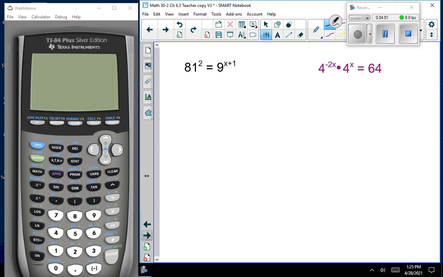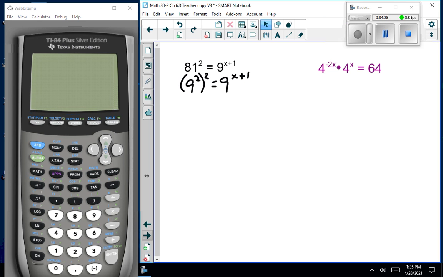Alright. Those of you that are still here are having bits of problems with this, such is life. Now, 81 to the x equals 9 to the x plus 1. 81 and 9. Now, there's a bunch of ways I could do this, but the first thing that pops into my head is 81 is 9 squared. That's the way I do it.